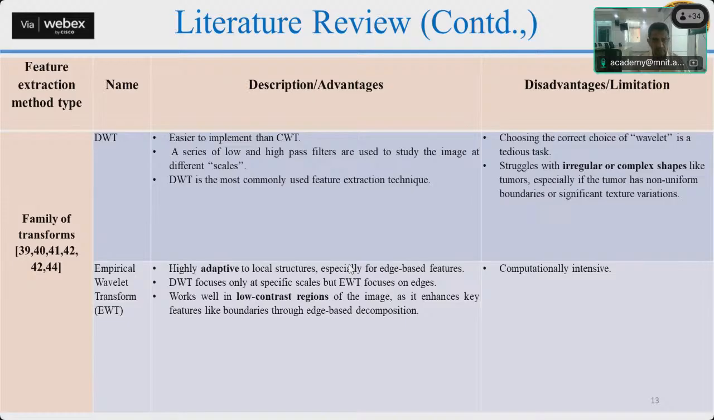So the thing about the DWT is that it is basically easier to compute. A series of low and high pass filters are used to study the image at different scales. DWT is the most commonly used feature extraction technique.